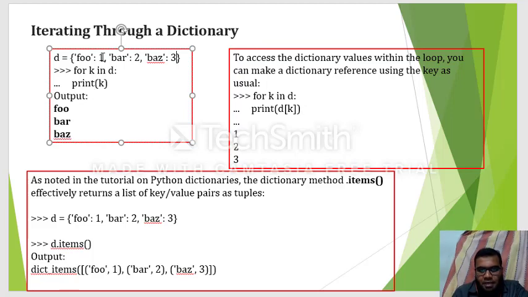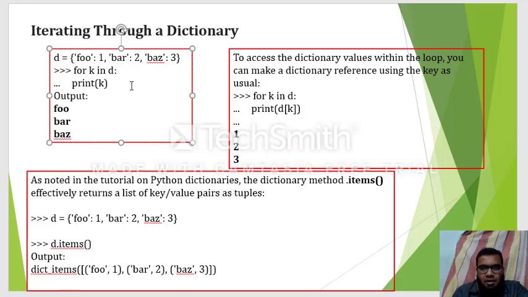So to print the contents of 1, 2 and 3 using a for loop, I need to write a statement like this: print of D of k. Dictionary of k. Then only 1, 2, 3 will be printed. So you're getting the answer as 1, 2, 3. And here I am getting the answer as foo, bar and bars.